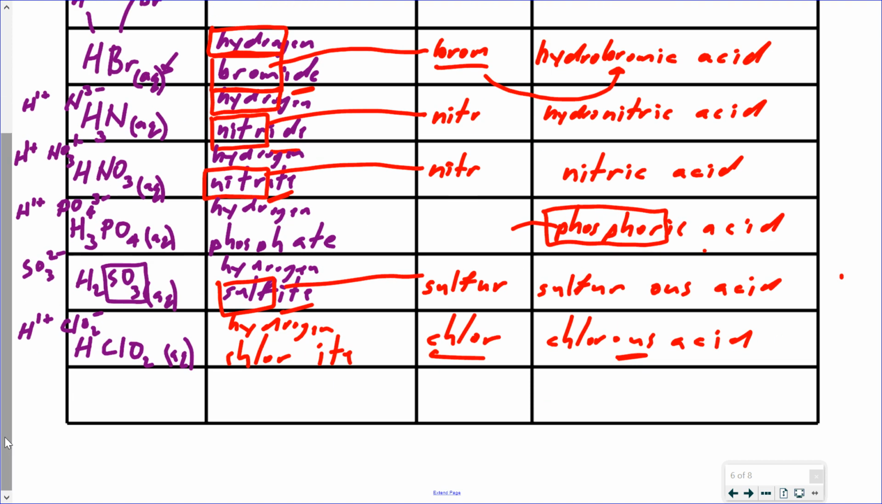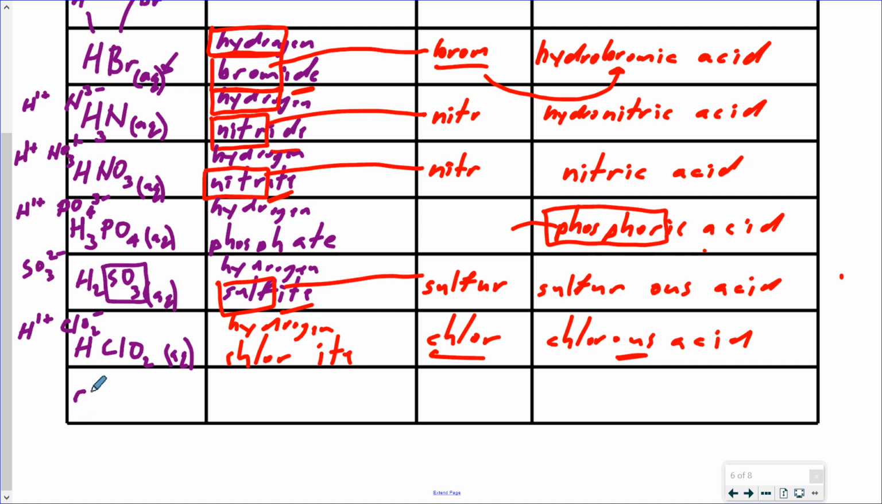One more, just one more that I want to do with you guys. And that one that I'm going to do is just vinegar. So vinegar is acetic acid. Notice that there's no hydro in the name, acetic acid. So it's not using the first rule. So acetic acid, well, let me write down the formula here.